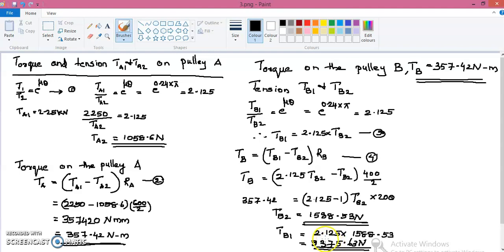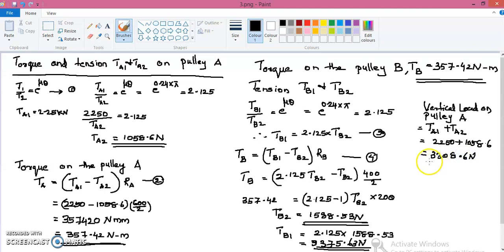Now, the total vertical force acting on the pulley A, vertical load on pulley A, is equal to TA1 plus TA2, that is equal to 2250 plus 1058.6. So the answer is 3308.6 Newton. This is a vertical force acting on the pulley A.